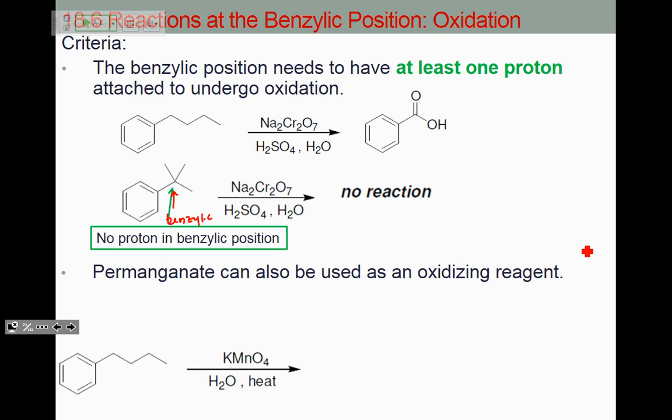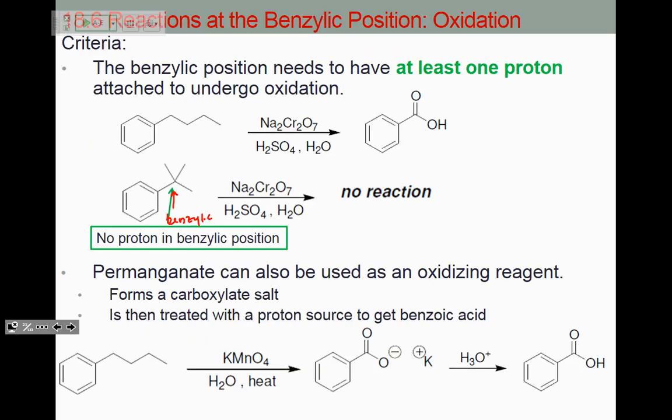Potassium permanganate can also be used as an oxidizing agent, in the form KMnO4 with H2O and heat. You have to be careful with it because it's very, very reactive. It'll react with a lot of different functional groups, which is why it's only really used if there are no other functional groups present. But it will also do the same. It'll form the salt, and then water at the end is there to protonate it to the carboxylic acid. So either KMnO4, water and heat, or our chromic acid, they will all oxidize to the carboxylic acid, as long as we have one hydrogen in the benzylic position.